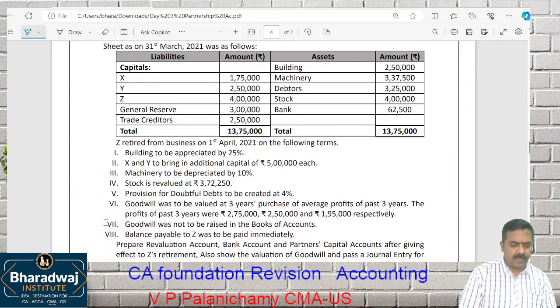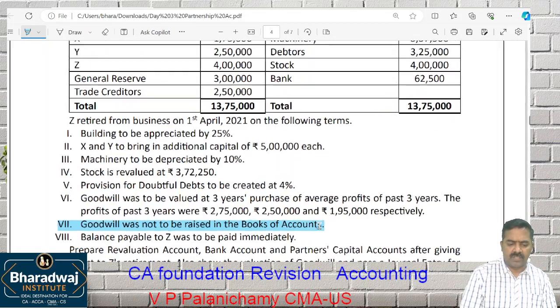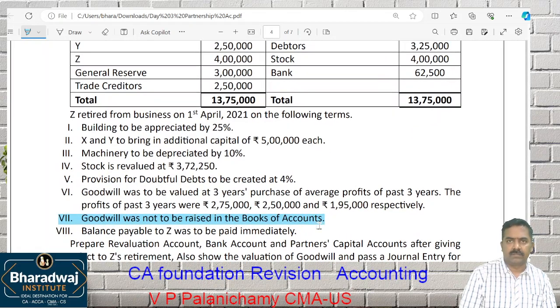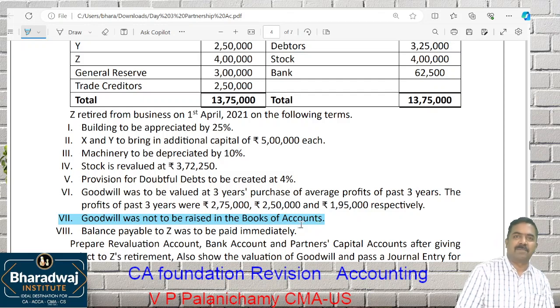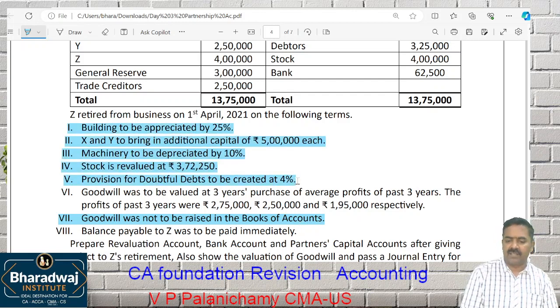Look at point number 7. Goodwill was not to be raised in books of accounts. What is the meaning? It was not to be raised in the revaluation method. To be adjusted in capital account. Then point number 1 to 4 is based on revaluation. Point number 1 to 5 is based on which one?